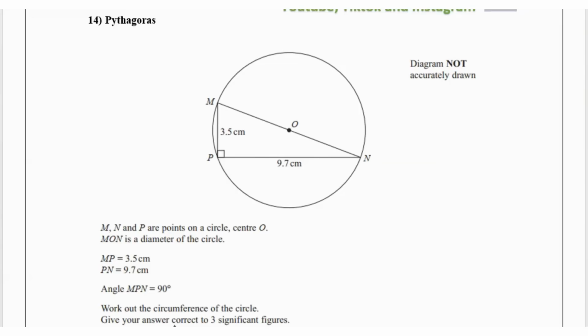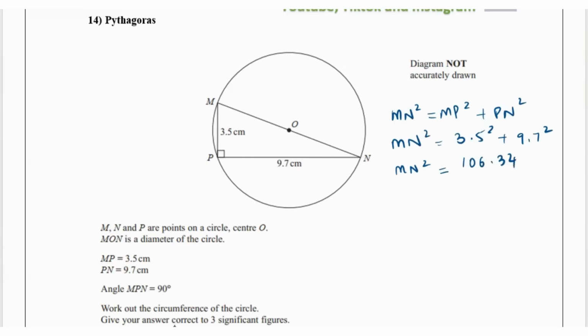MN is your diameter, which is also the hypotenuse of this right angle triangle. So MN squared equals MP squared plus PN squared. So MN squared is 3.5 squared plus 9.7 squared. That's going to give us 106.34. Now we square root both sides to give the value of MN, and that's going to be 10.31.